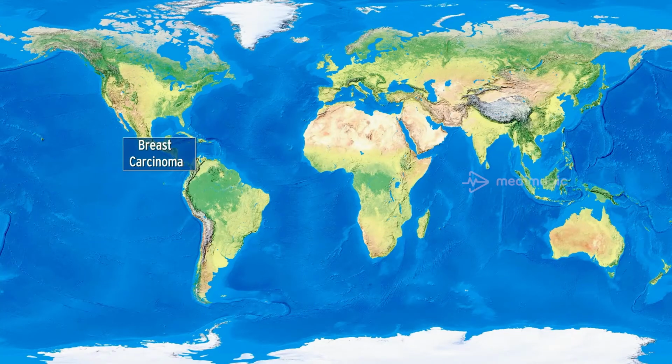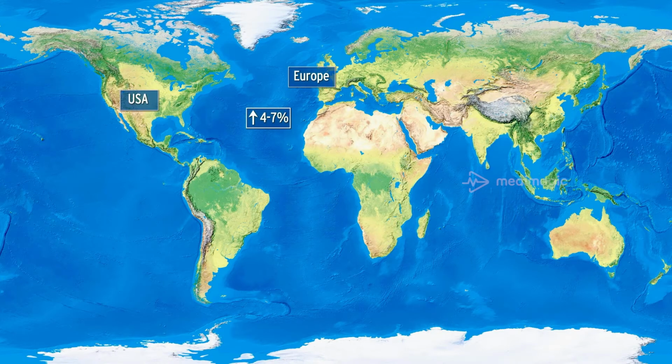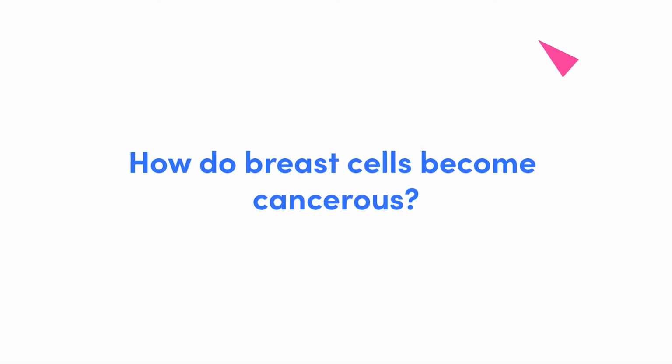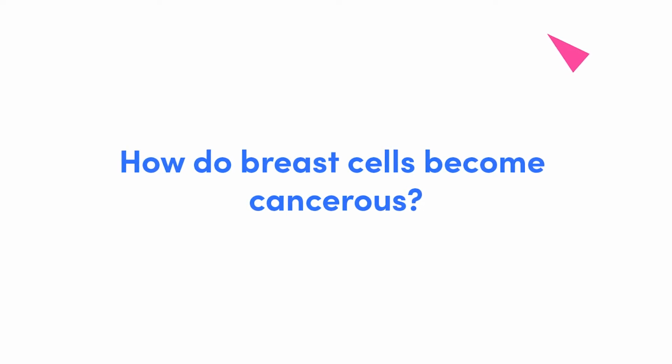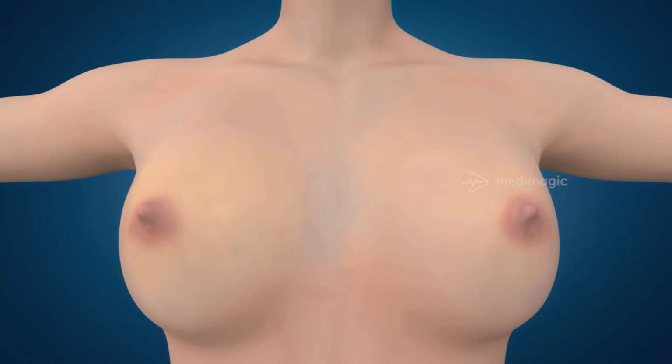Breast cancer is the most common type of cancer, affecting almost 1 in 8 women. The incidence of breast cancer is 4 to 7 times higher in the US and Europe than anywhere else. This brings us to the question of how do breast cells become cancerous? Various factors determine the risk of breast cancer. Let's learn all about them in today's video.